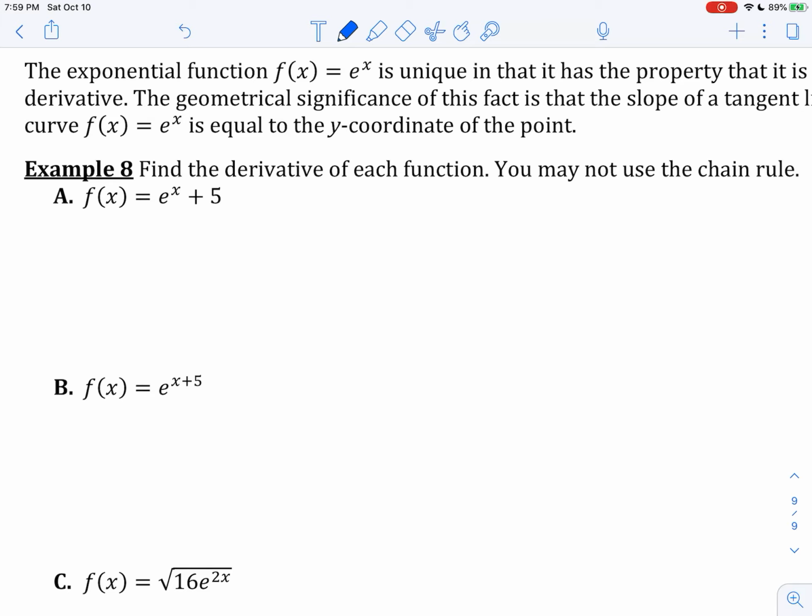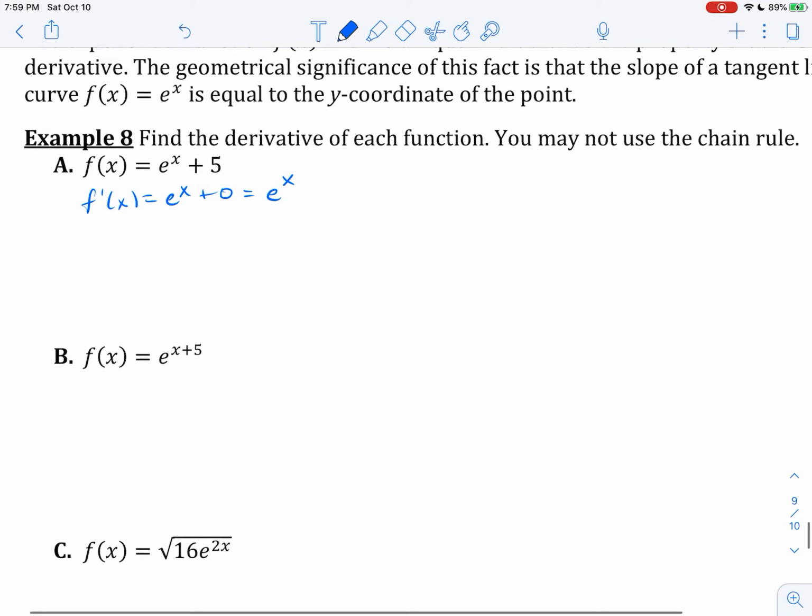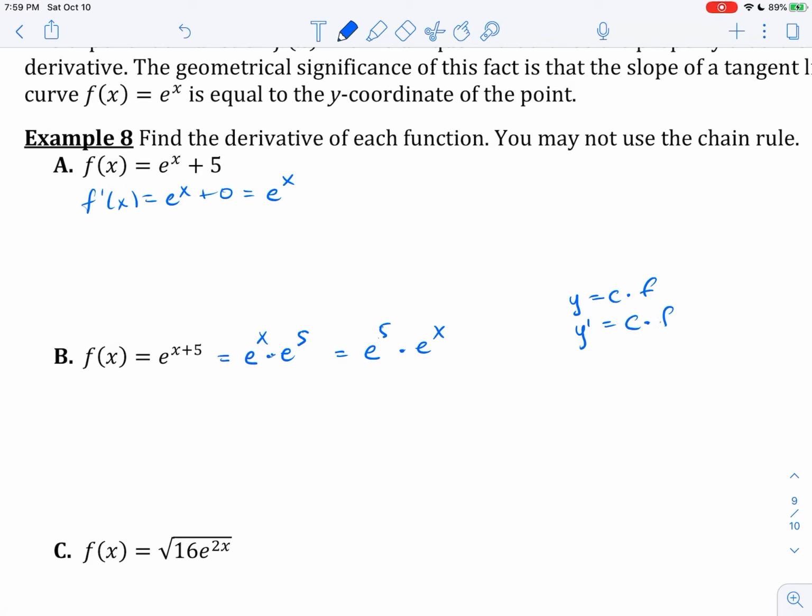If we've got f of x equal to e to the x plus 5, then the derivative here is just going to be e to the x plus 0, which is just going to be e to the x. For f of x equal to e to the x plus 5, if I use my exponent rules, this does equal e to the x times e to the 5th power, and multiplication is commutative. That's e to the 5th times e to the x, and that's just a constant times a function. Remember, if we've got y equal to c times f, y prime is equal to c times f prime. And remember, if we've got y is equal to a constant, y prime is equal to 0.